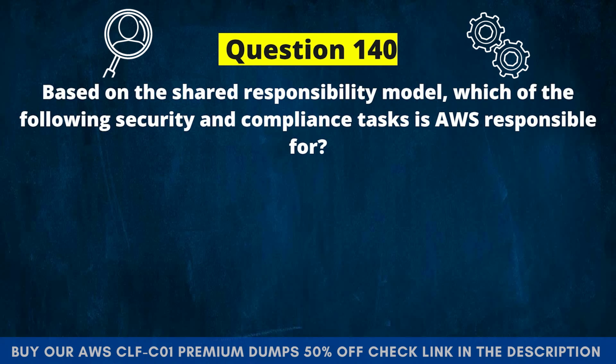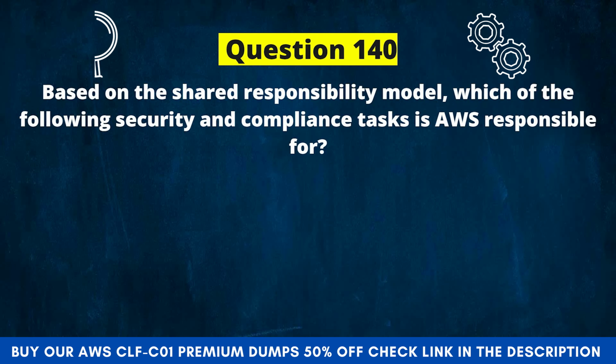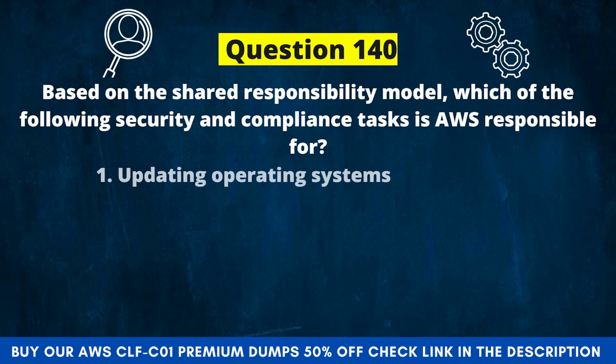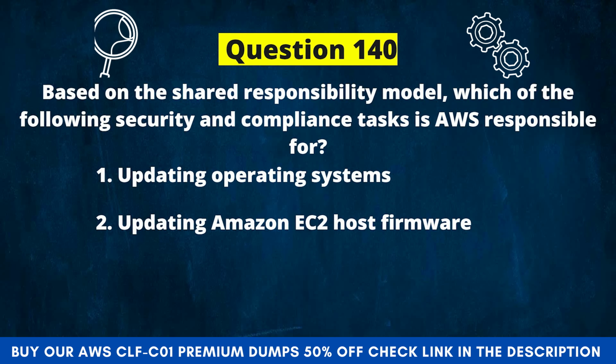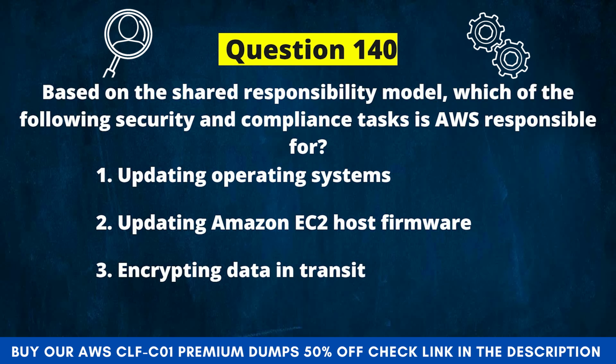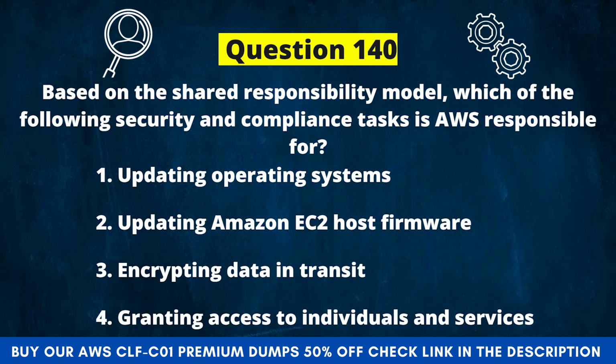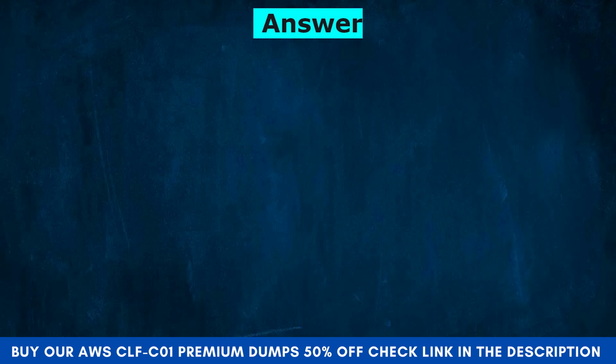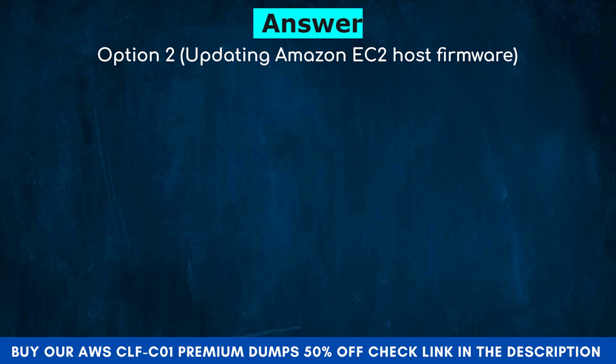Next question. Based on the shared responsibility model, which of the following security and compliance tasks is AWS responsible for? Now the options are: Option 1, updating operating systems. Option 2, updating Amazon EC2 host firmware. Option 3, encrypting data in transit. Option 4, granting access to individuals and services. And the correct answer is Option 2, updating Amazon EC2 host firmware.